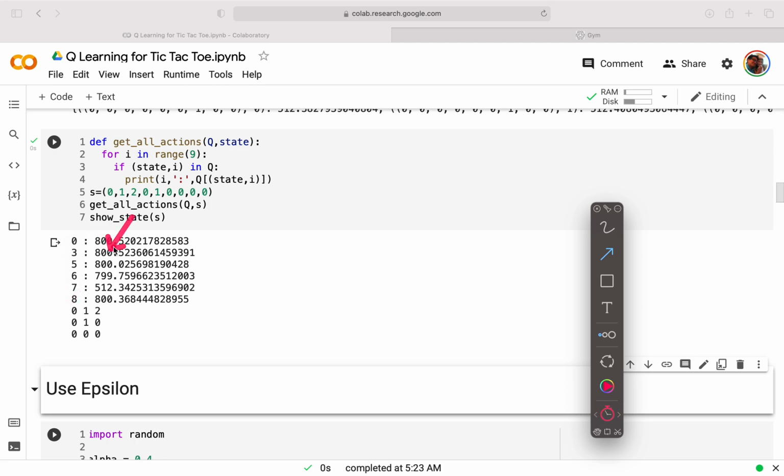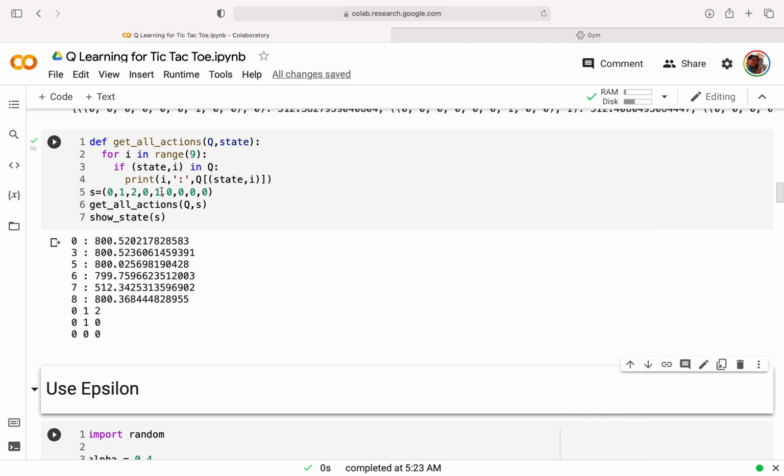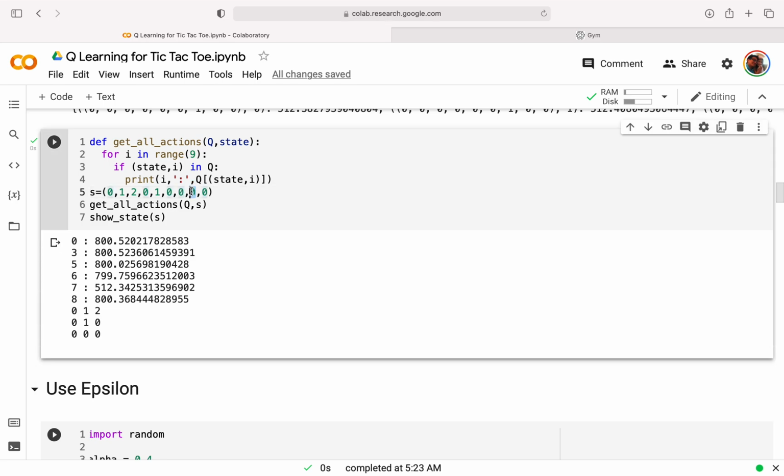Or three means this one. Or five means here. Or six also here. But if you put two in seven, the chance for one to win is lower than the others. Yes, that's true. So maybe you can try to put somewhere in seven, for example.